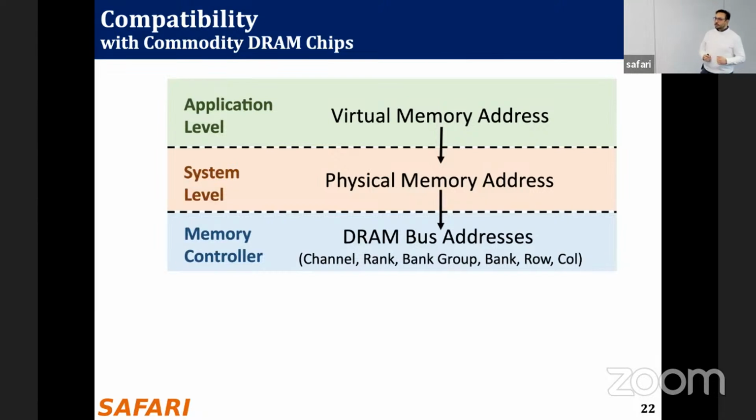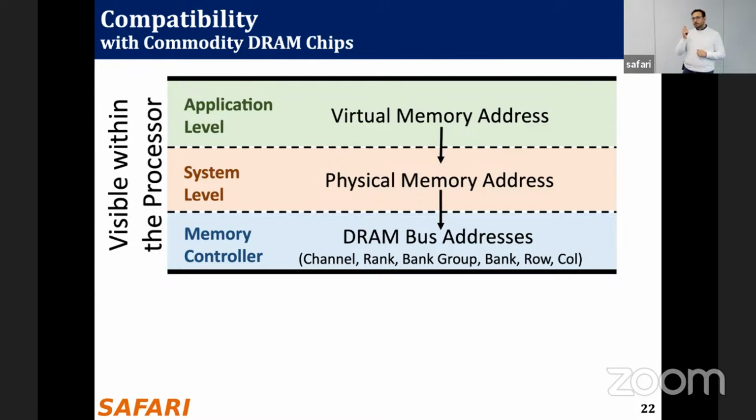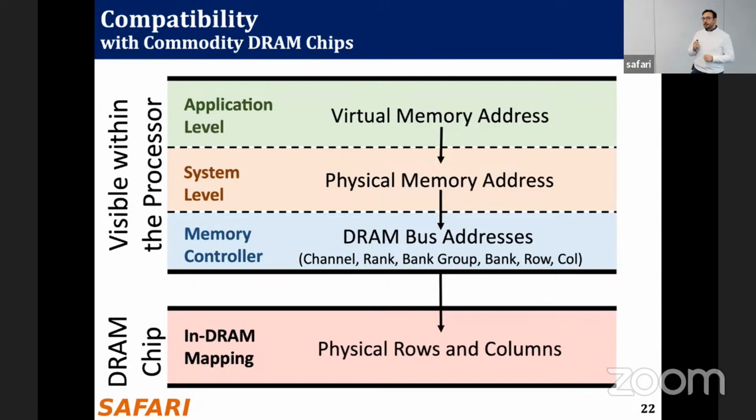And when these physical memory addresses come to a memory controller, we parse these memory addresses and we identify which channel, which rank, which bank group, which bank, which row, which column, which bit that address will point to in the memory controller. So far, these translations are visible within the processor. So there's no problem about that. But once we send these addresses to the DRAM chip, internally in the DRAM chip, these physical row and column addresses are scrambled in a way. And this is proprietary information and it is not visible from the processor.